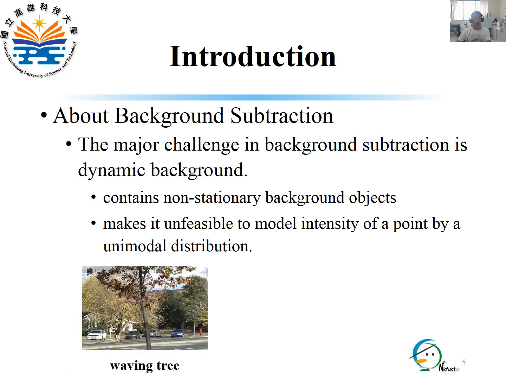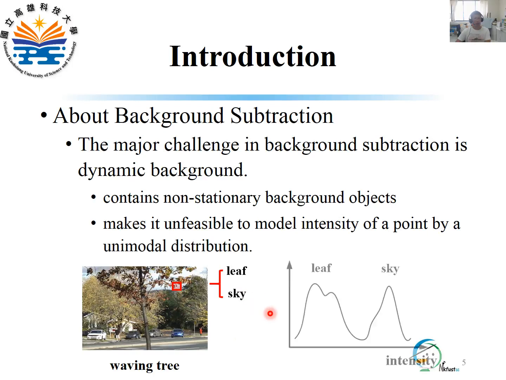The major challenge in background subtraction is dynamic background. Dynamic background refers to a scene containing non-stationary background objects. This makes it unfeasible to model the intensity of a point by a unimodal distribution. For example, with a scene containing a waving tree, the objects appearing at this point may be leaves or sky. Accordingly, its intensity distribution should have two modes, respectively for leaf and sky.